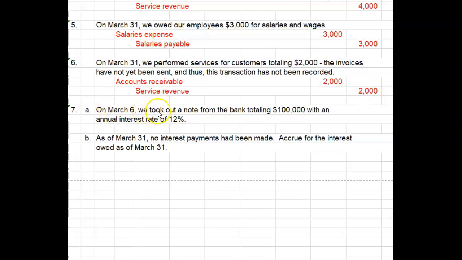On March 6th, we took out a note at the bank totaling $100,000 with an annual interest rate of 12%. Well, what happened on March 6th? We went to the bank, we signed the document that says we promised to pay $100,000 with interest of 12% at a future date, and we took that check that the bank gave us and deposited it into our checking account. So all we're going to do is increase cash and increase a liability account in this journal entry for this business transaction.